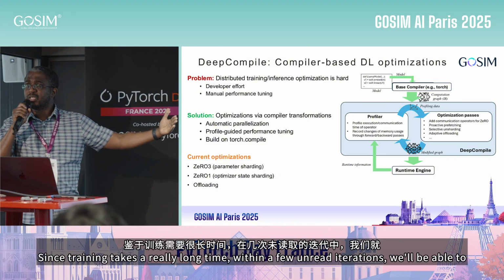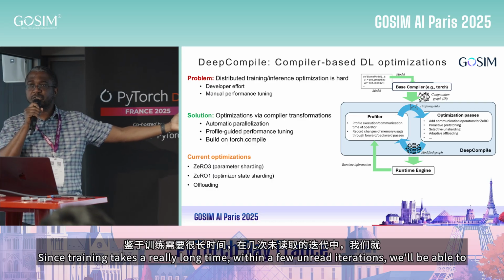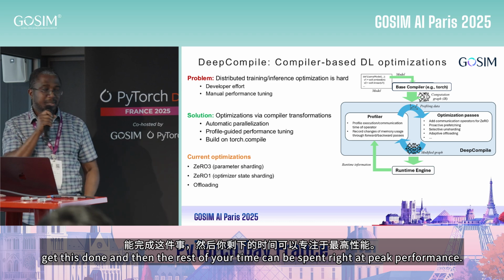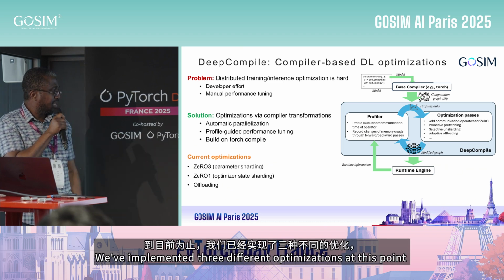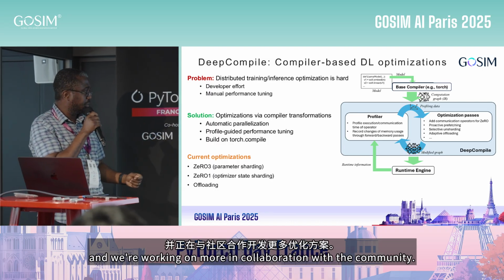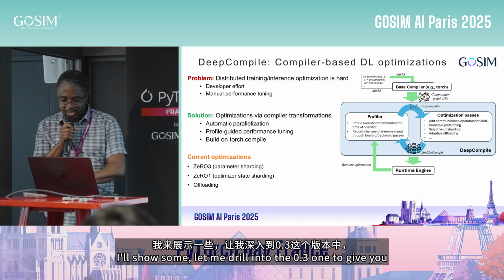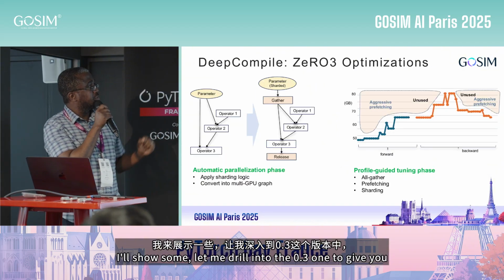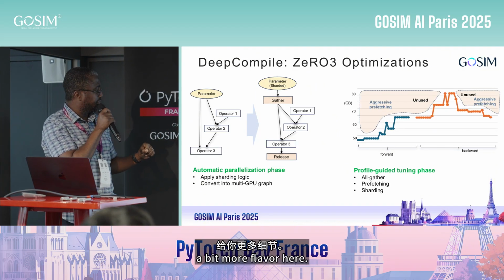Since training takes a really long time, within a few hundred iterations, we'll be able to get this done, and then the rest of your time can be spent running at peak performance. We've implemented 3 different optimizations at this point, and we're working on more in collaboration with the community. And let me sort of drill into the ZeRO-3 to give you a bit more flavor here.